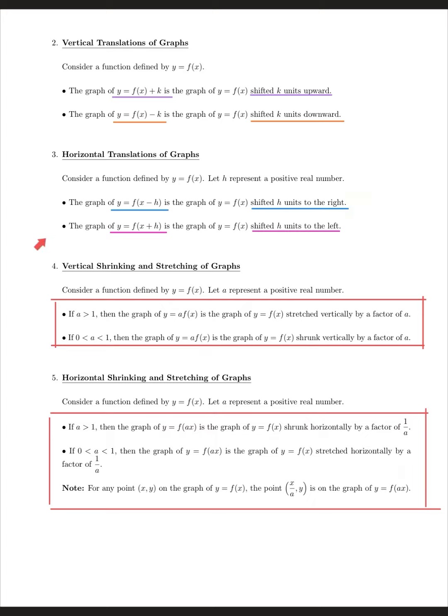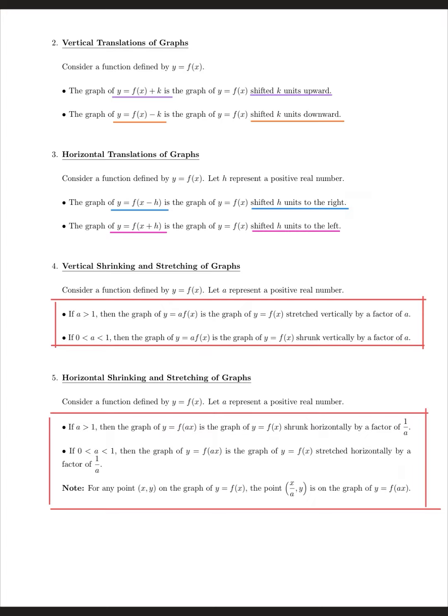Then, after we're comfortable with that, we're going to jump into vertical shrinking and stretching. Again, given a mother graph, let a represent a positive real number. If a is strictly greater than 1, then the graph of y equals a times f of x is the graph of y equals f of x stretched vertically by a factor of a. If a is strictly between 0 and 1, then the graph of y equals a times f of x is the graph of y equals f of x shrunk vertically by a factor of a.